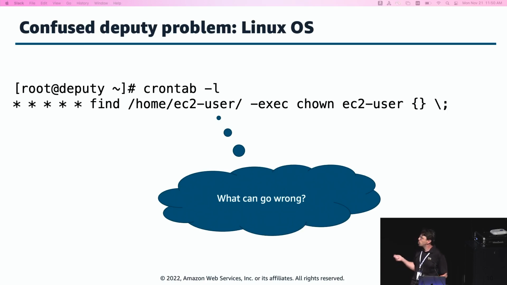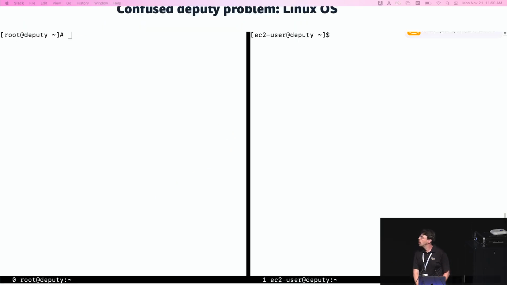So we created this cron job, run every minute, to find files owned by anyone else but this ec2-user and chown them. So that's good, right? What can go wrong? I have recorded this video to demonstrate what actually can go wrong. So let's see if it will work.